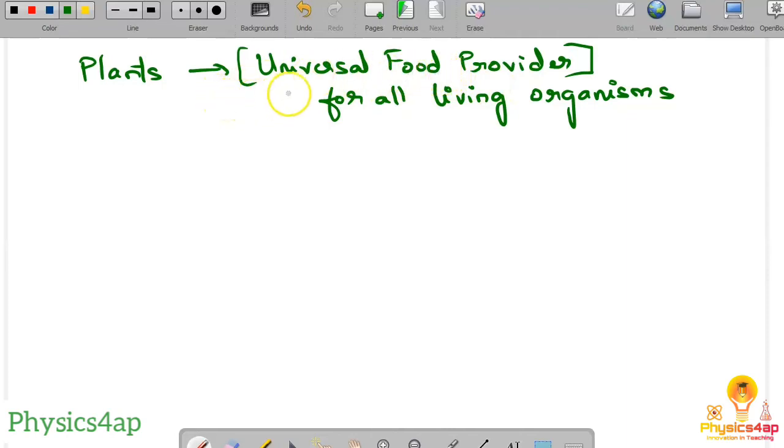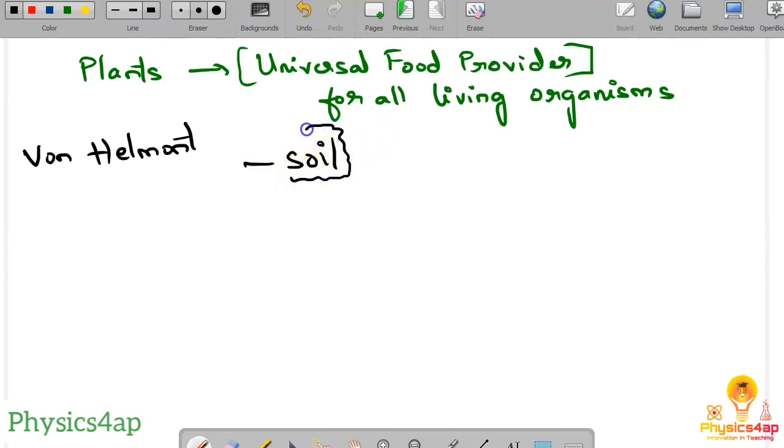Because these plants supply food to all the living organisms. So this is said to be called the universal food provider. And this universal food provider, the plants, how do they prepare their food? A scientist called Van Helmont and some other scientists believed that the plants get their food material not only from soil but also from other resources. They use these resources to prepare their food.